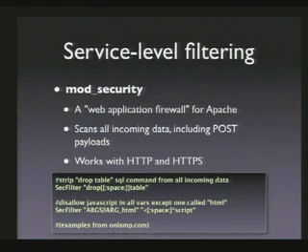I don't have a lot of time, so I'm going to go through this stuff quickly, which I have been anyway, but even quicker. Server-level filtering. A really, really cool, actually, it's a module for Apache. It's called mod_security. It's described as a web application firewall. What it does is it scans all of your incoming data, and one of the things that sets it apart from other approaches is that it can also scan POST data that most of the other techniques can't. It also works with HTTP and secure HTTP.